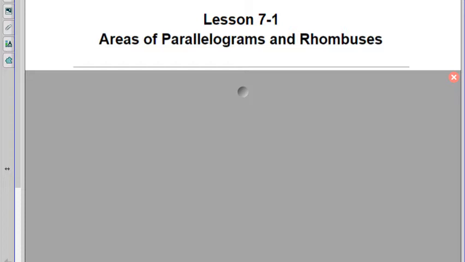Welcome to Lesson 7-1. That's right, it's the first lesson of Topic 7. Today we're going to be talking about area of parallelograms and rhombuses. We're going to use your knowledge of rectangles and build upon that to do some new things here.